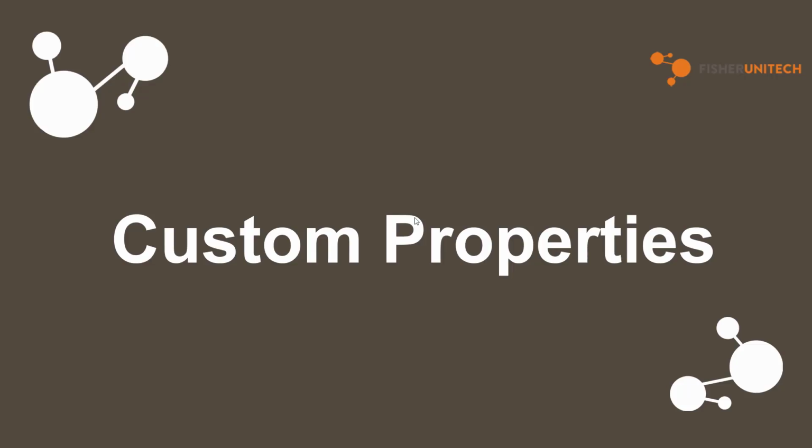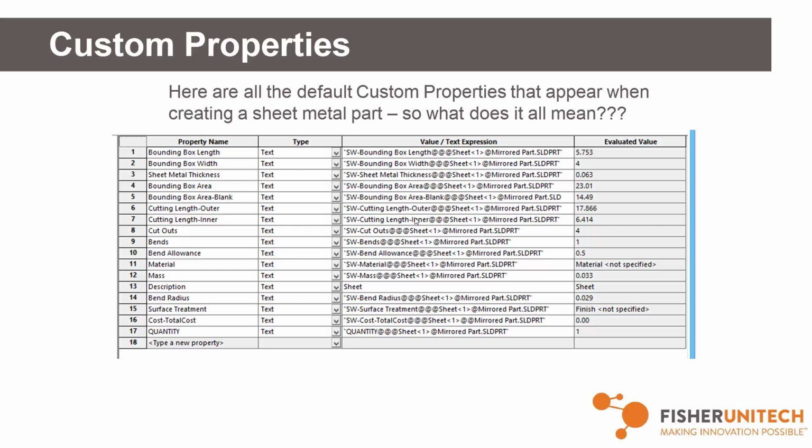Cool. All right, custom properties though. Hopefully you know, anytime you start a sheet metal part, these are automatically generated for you. So they're going to be available whenever you want to start taking a look at them. Going down this list, bounding box length, bounding box width, pretty straightforward, right? It's just the height and width of the outermost edges of your part. Sheet metal thickness, straightforward. The bounding box area is literally the full area of whatever that length and width is. But then there's also bounding box area blank.